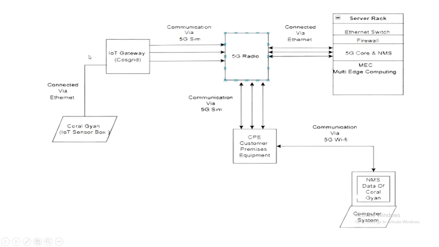So what it does exactly, this IoT gateway transmits data to the 5G radio. This particular communication happens via the 5G SIM, and this 5G radio is connected via the 5G core and NMS via Ethernet on the backend. What the 5G core and everything like that do is take that particular data, analyze it, and then give a response about what it will do. Then the 5G core and NMS transmit that data back to the 5G radio, and this 5G radio broadcasts that particular data.